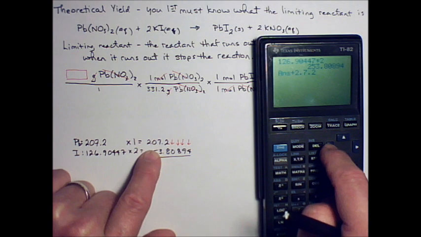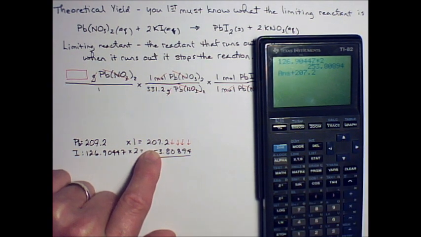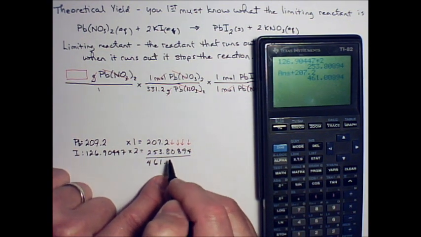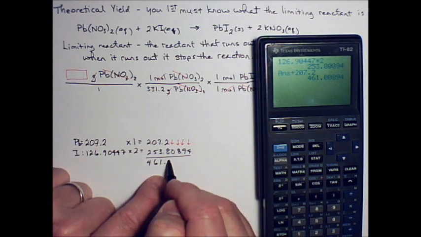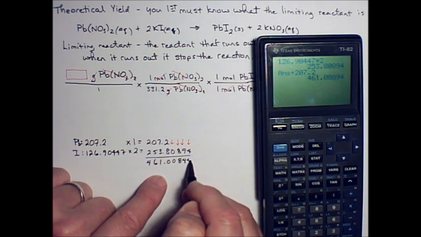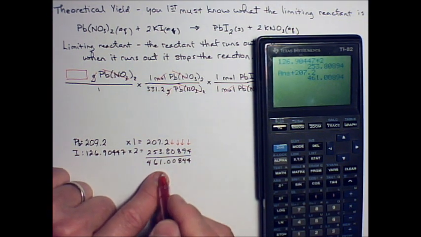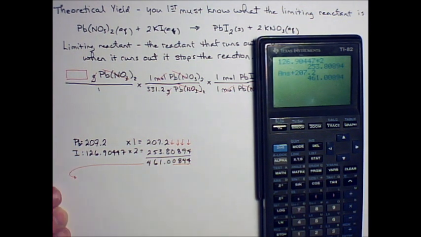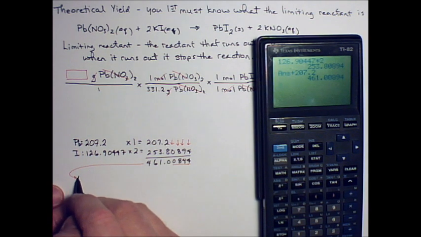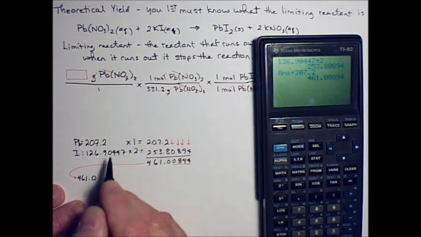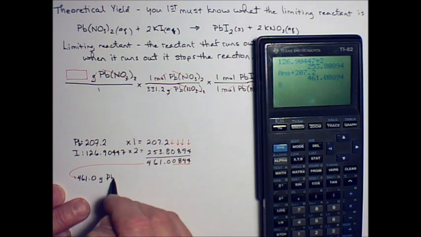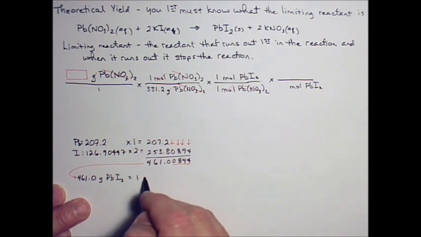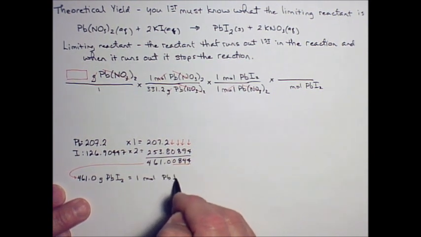So we're going to add this number to the 207.2. And we get 461.00894. Okay, but all of the numbers from here over are insignificant. We underline them, draw an arrow to show the rounded off answer. And so we've got 461.0 grams of lead 2 iodide, and we're going to set that equal to 1 mole of lead 2 iodide.